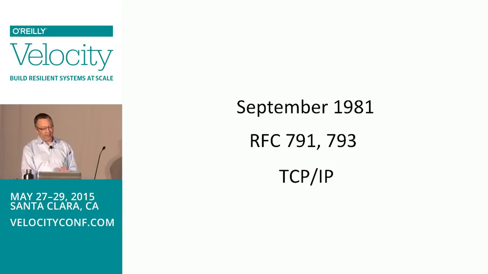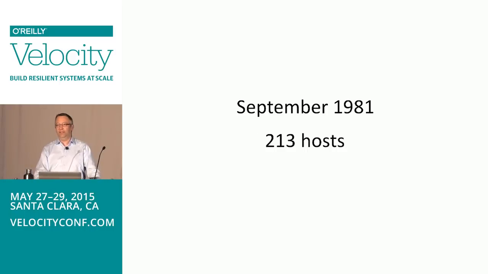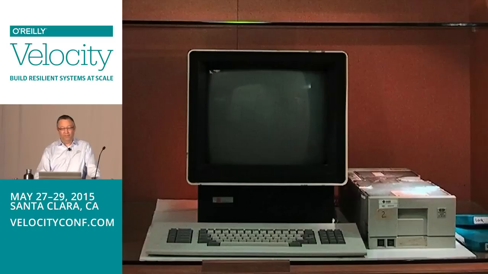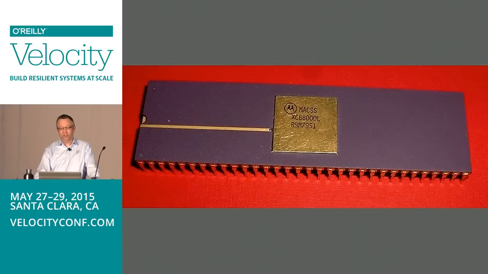But at this time, there were 213 named hosts on the ARPANET. In May of 1982, still only 235 named hosts. But about this time, a bunch of interesting things happened. First, Sun Microsystems was founded in 1982, and not just Sun, but a bunch of companies began to introduce powerful workstations based on 32-bit architectures like the Motorola 68000.